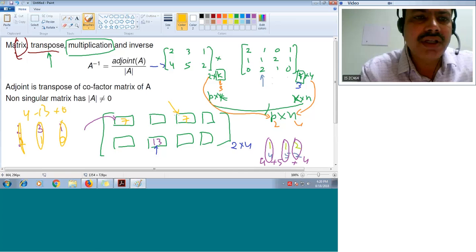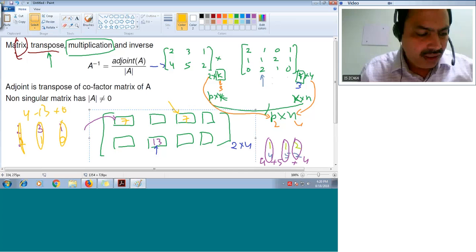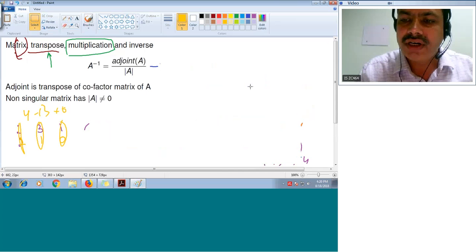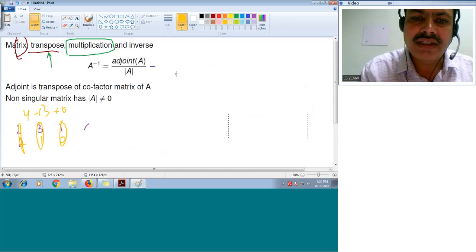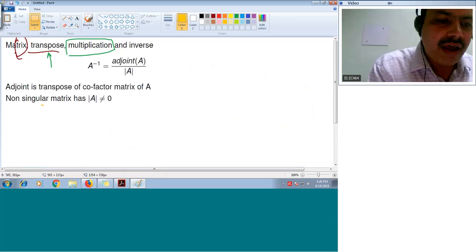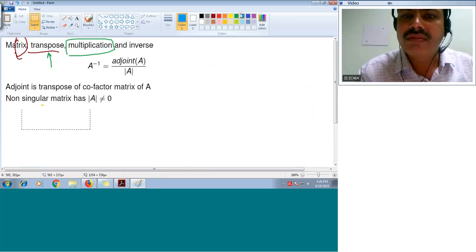How to find out the inverse? Inverse is again an important thing. Most of the time, when we talk about the inverse of a matrix, it is said to be only for a square matrix, meaning the rows and columns are the same.